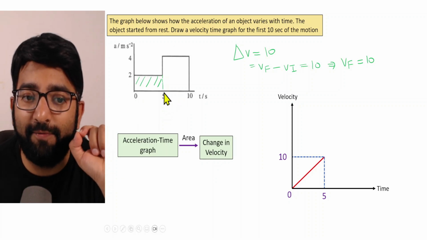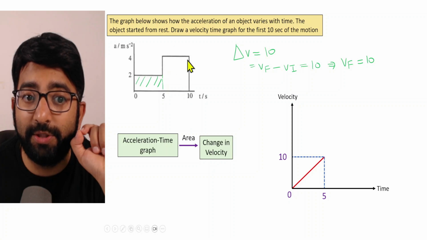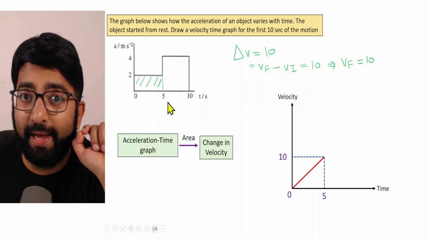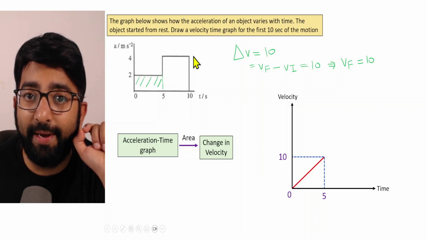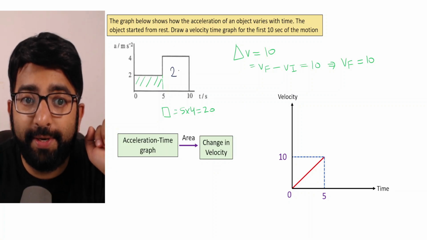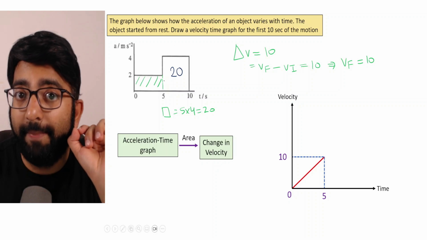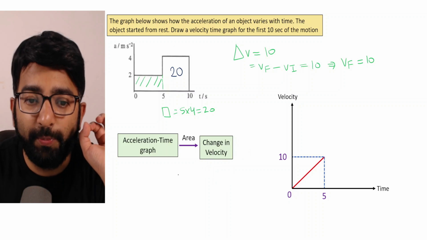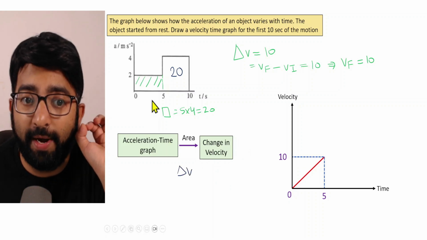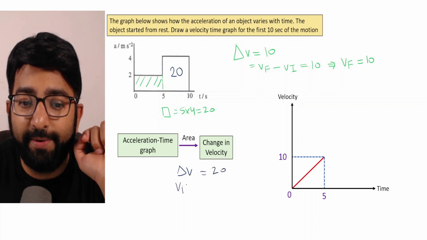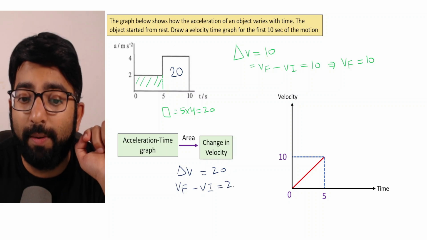Now applying the same logic for 5 to 10 seconds, if you consider this big rectangle, let us try to figure out the area of this rectangle. Base of this rectangle is 10 minus 5, which is 5 units, and the height is 4. So area of the rectangle will be 5 multiplied by 4, which gives us 20. Now let me write here, area of this rectangle is 20. Now remember the basic concept. Area under the acceleration time graph gives us the change in velocity, which means I can write delta V for 5 to 10 seconds. That will be equal to 20, which we have figured out. Change in velocity is final velocity minus initial velocity, which comes out as 20.